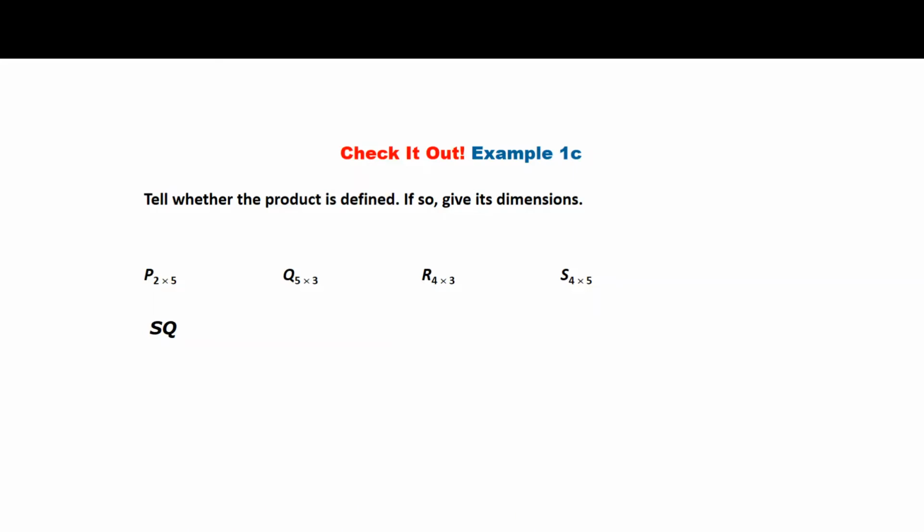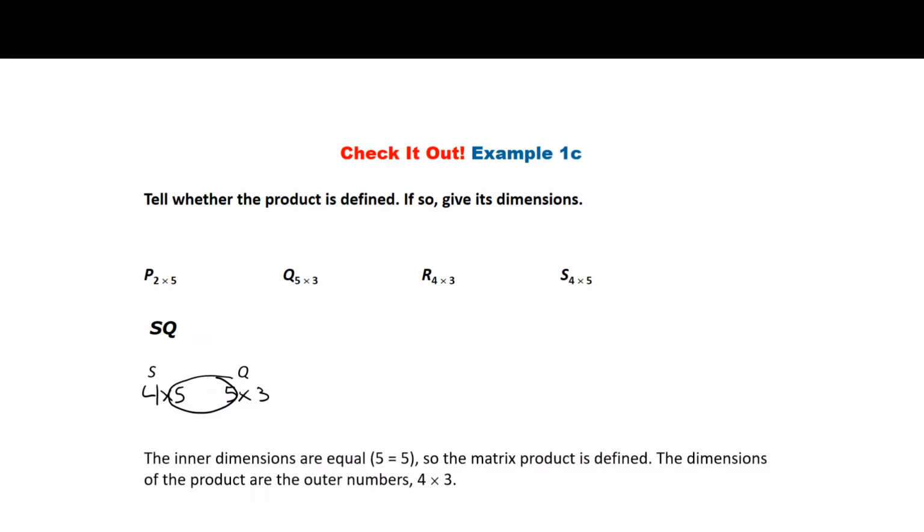How about S and Q? S is 4 by 5. Q is 5 by 3. The inner dimensions are equal to each other, so the matrix product is defined. If the matrix product is defined, the dimensions are going to be 4 by 3.